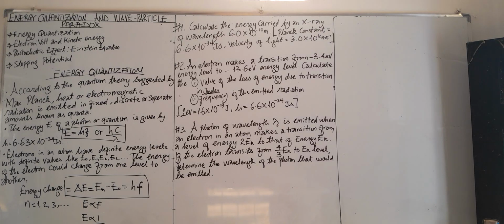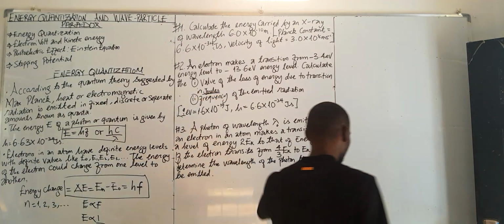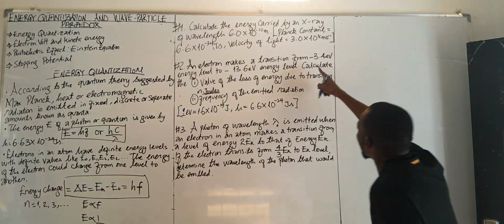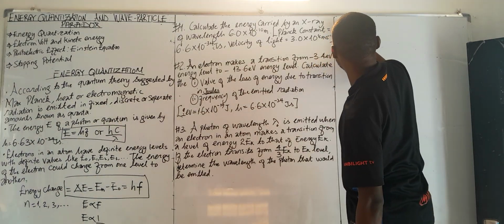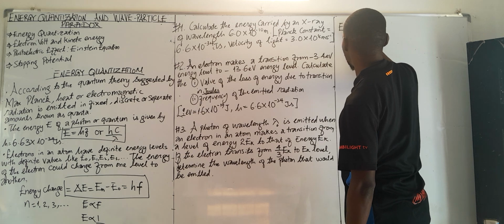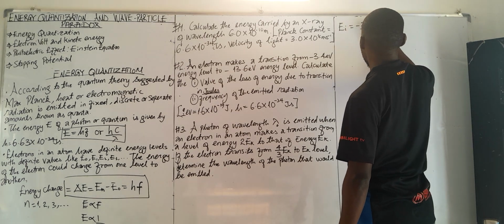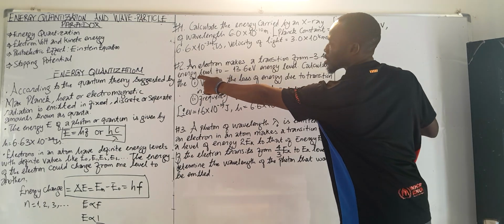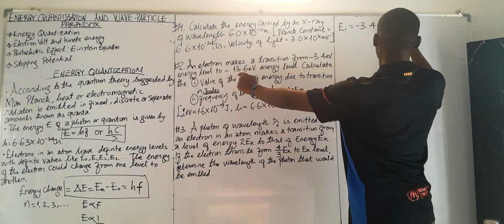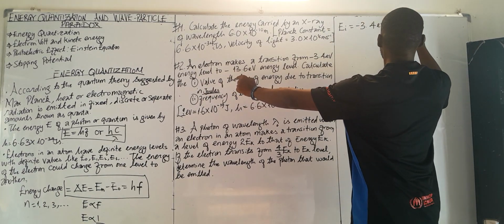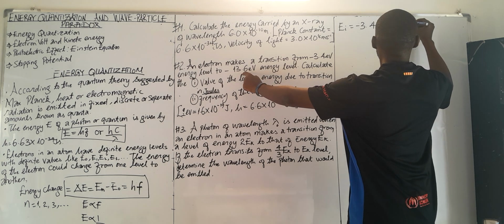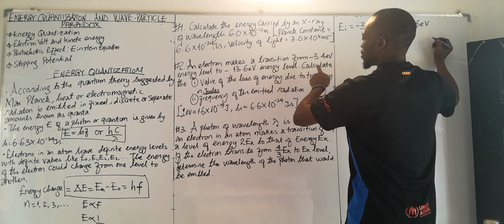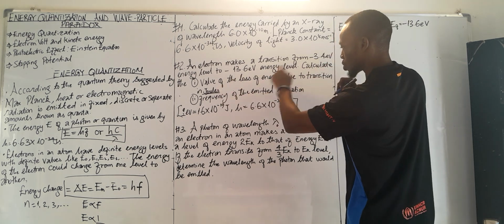Alright, welcome. An electron makes a transition from minus 3.4 eV, the initial energy level, to energy level 2, the final energy level, which is negative 13.6 electron volts. Calculate the loss in energy.